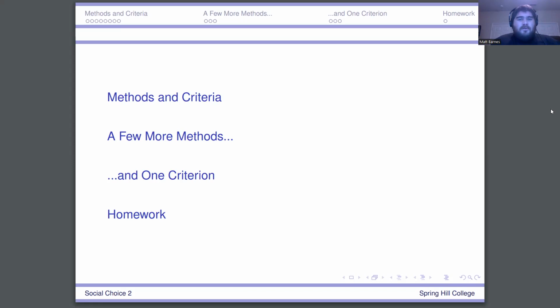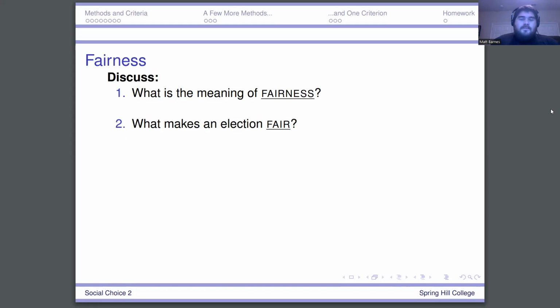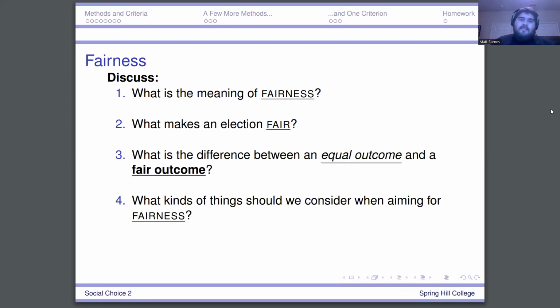And maybe more importantly, how can we determine if a way of counting these votes is actually fair? A couple things I want you to think about as we're starting this. First off, in a very general sense, what does fairness mean to you? What do you think fair means? And then in the context of an election, how does that translate? How does fairness work in the sense of an election?